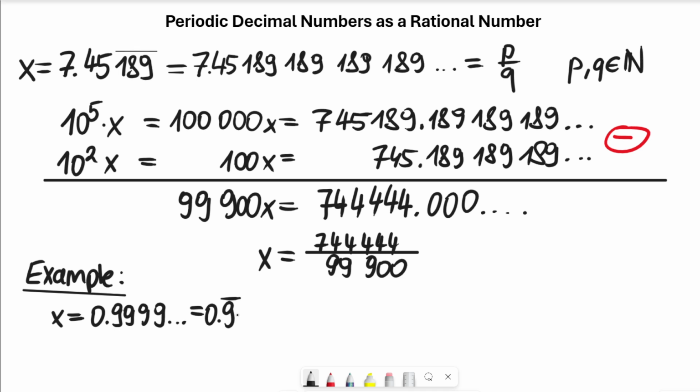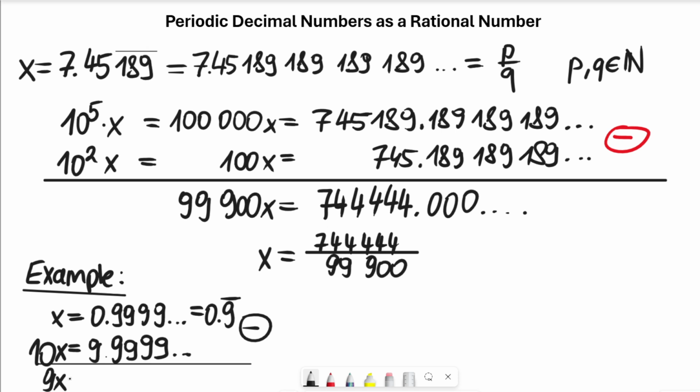Here the point is already before the repeated digits. You just have to multiply it by 10 to move the point after the repeated digits. So it's a simpler case than above. And then subtract. We subtract these two equations, so we get 9x is equal to 9, right?